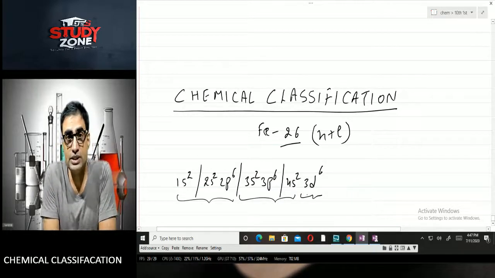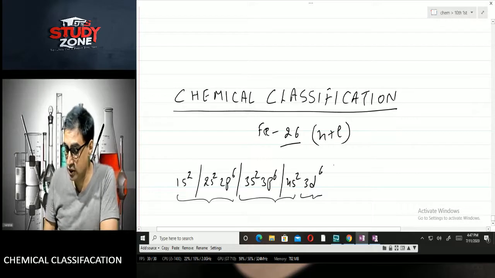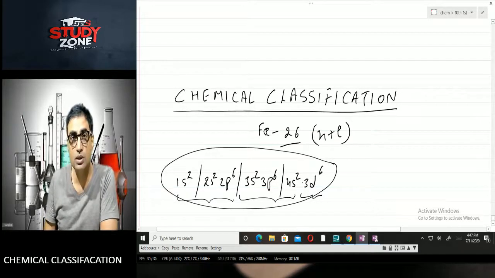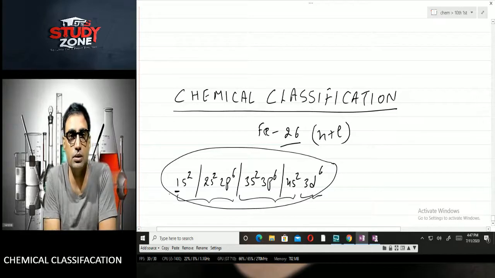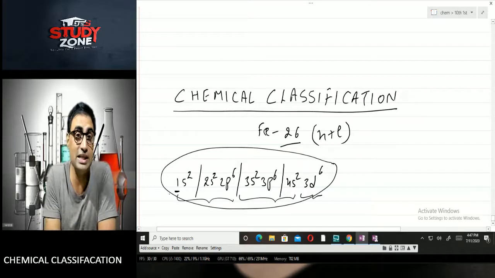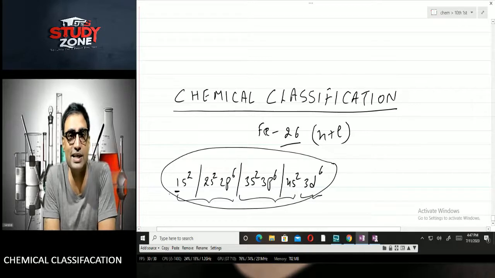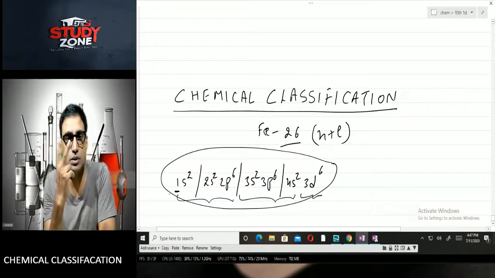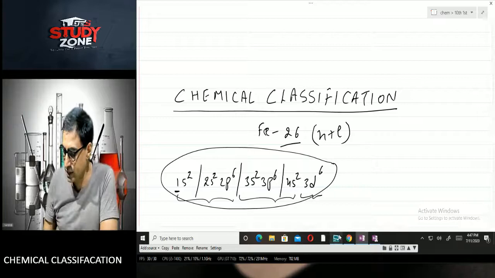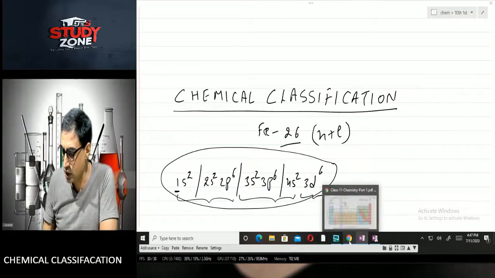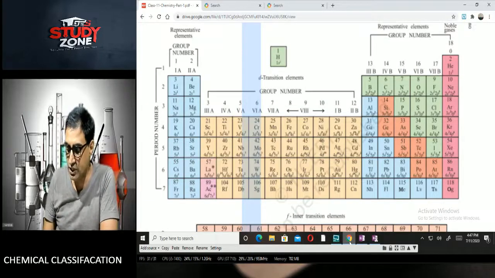My dear students, in this electronic configuration, you can see one thing: when the principal quantum number was 1, in the first shell, you have only one subshell, that is s. And s can accommodate a maximum of 2 electrons. That's why when I talk about the modern periodic table, in the first period, you can see this is the first period.